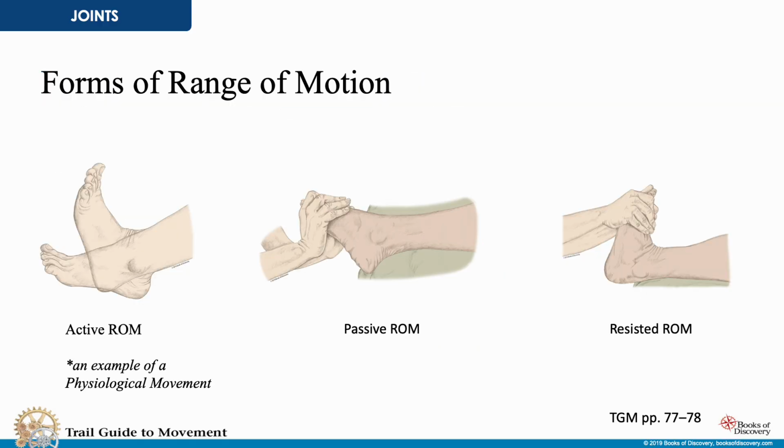Forms of range of motion include active ROM, which is when you are moving it yourself, passive ROM, when someone is helping move it for you, and resisted ROM, when you are resisting or moving in the opposite direction of how someone, like a therapist, is trying to move you.